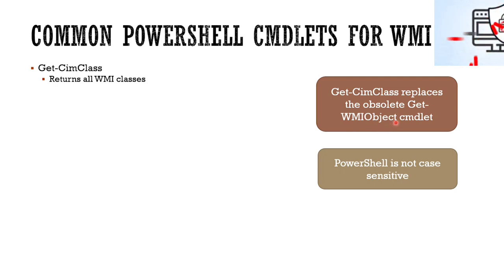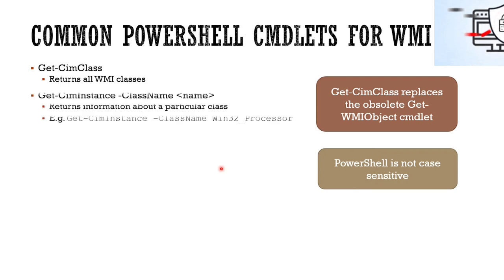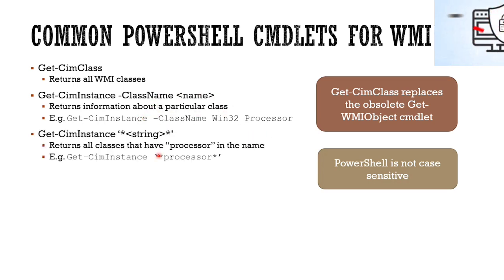So here's an example. Let's say I want all the information about a particular class, like Get-CimInstance -ClassName, and then whatever it is, Win32_Processor. It'll give me information about that class in general. Or let's say I want to have all classes that happen to have processor in the name. I can use wildcards. Within single quotes, you put wildcards around the string that you want, and it'll return everything that has that string in it.